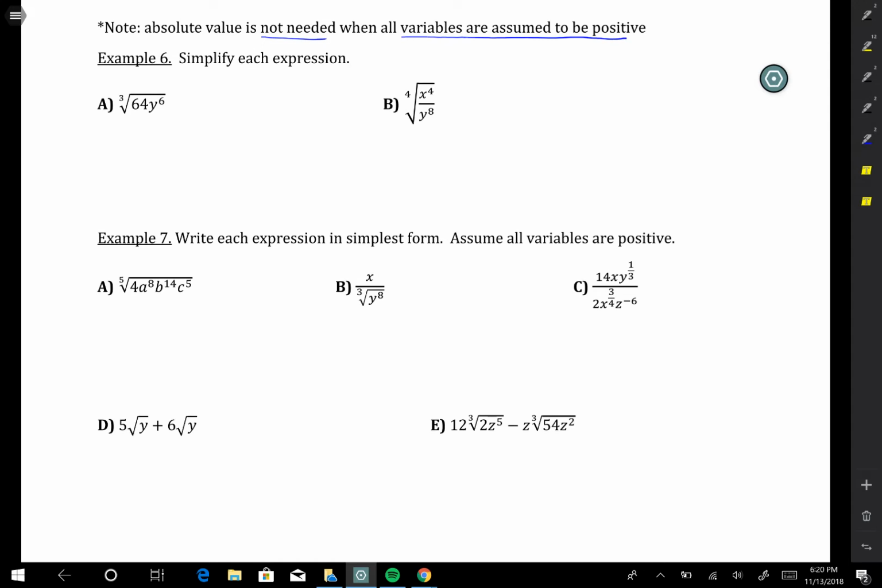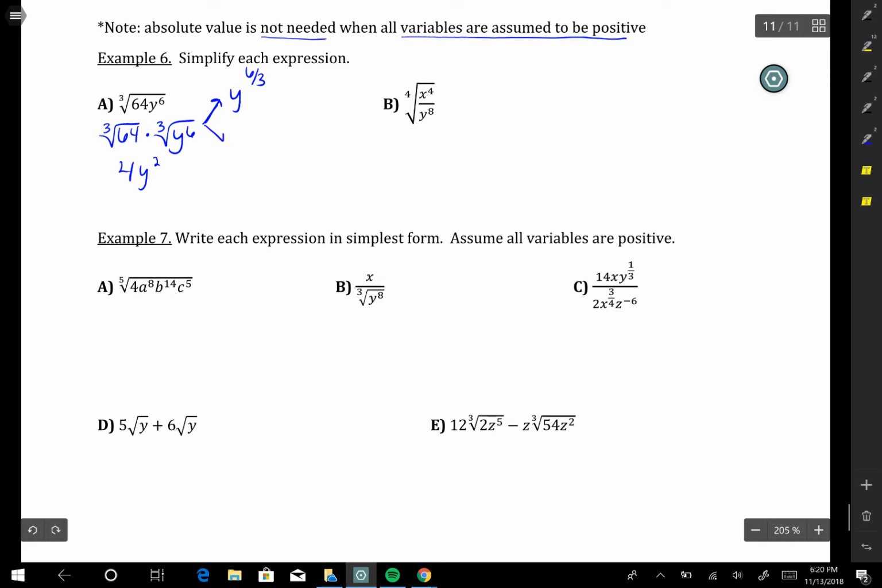Simplify each expression. So instead of just the cube root of 64, I have the cube root of 64 times y to the 6. Remember that we can put radicals together while we can also take them apart. So we could write this as the cube root of 64 times the cube root of y to the 6. The cube root of 64 we know is 4. Some of us right off the bat know that the cube root of y to the 6 is actually y squared. One way we know that is because we could write this as a rational exponent, y to the 6 over 3, and 6 divided by 3 is 2.